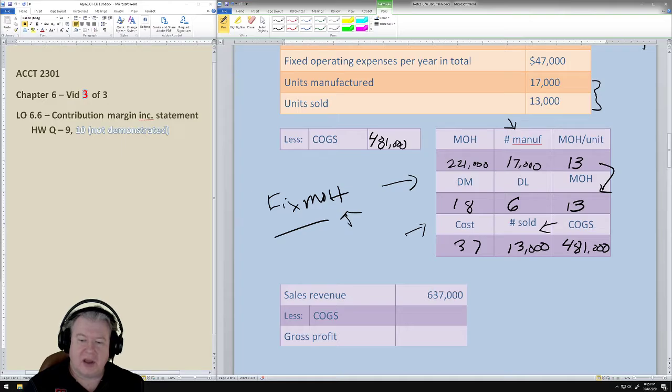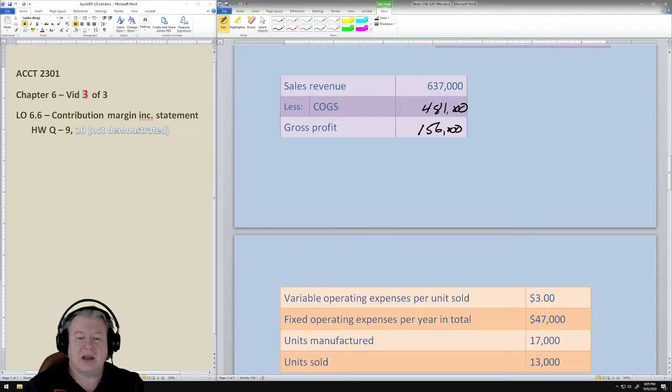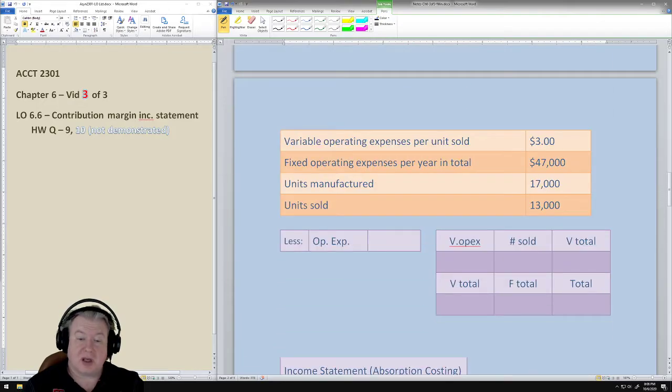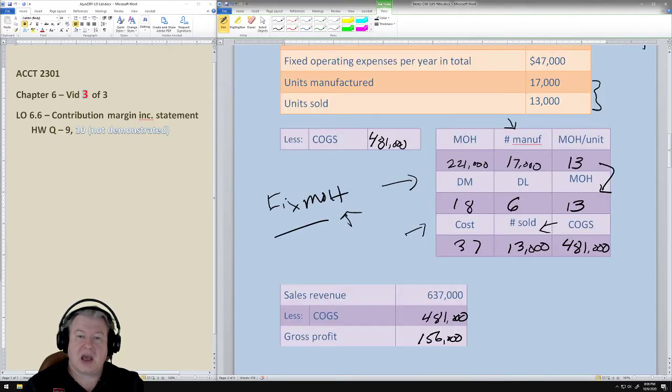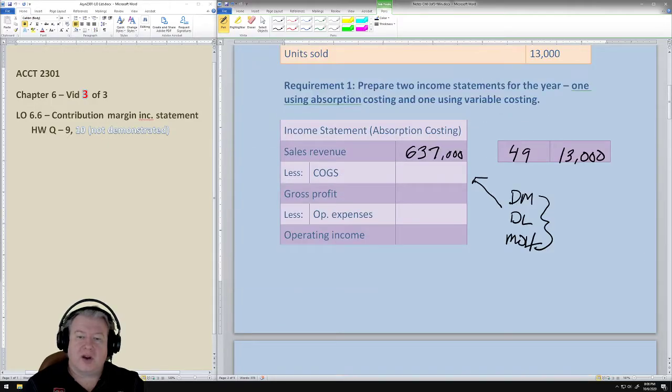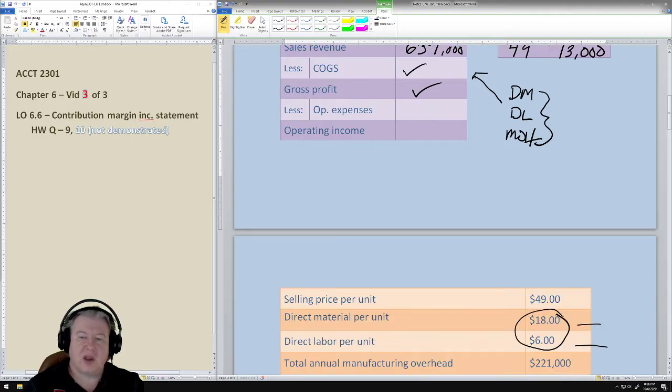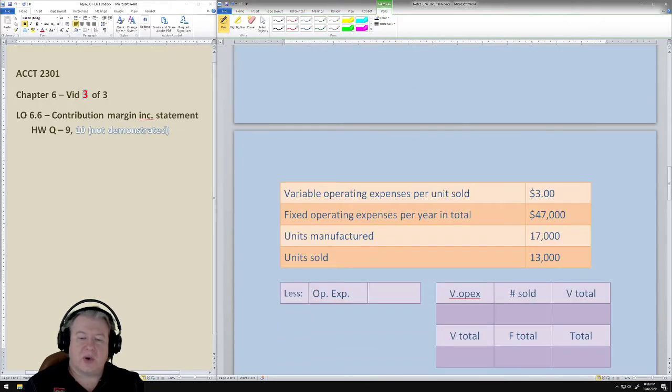We figured out the sales revenue previously, and now we're going to have a gross profit of 156. Okay, so we're halfway done with this income statement, the absorption costing. So now, just to remind us, we figured out this one, this, and this, and now we need to do the operating expenses to figure out the operating income. So that's where we're going next.